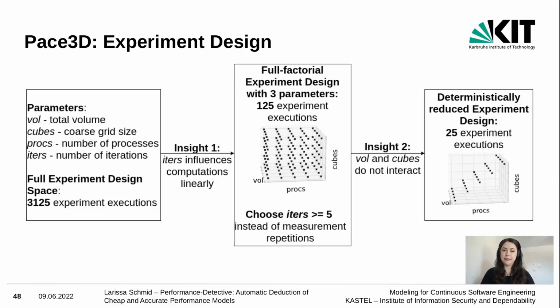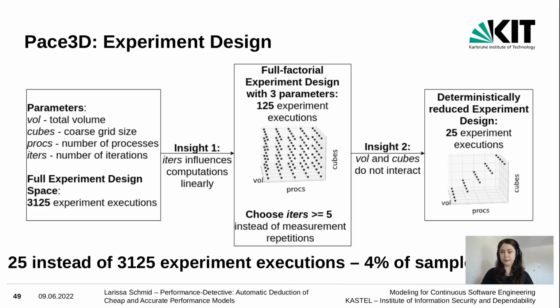Now, applying our second insight that vol and cubes actually do not interact, we can also strike out measurement points aimed at finding interactions between them, leaving us with only 25 experiment executions, compared to 3,125 we started off with. So that's only 4% of the samples needed previously.